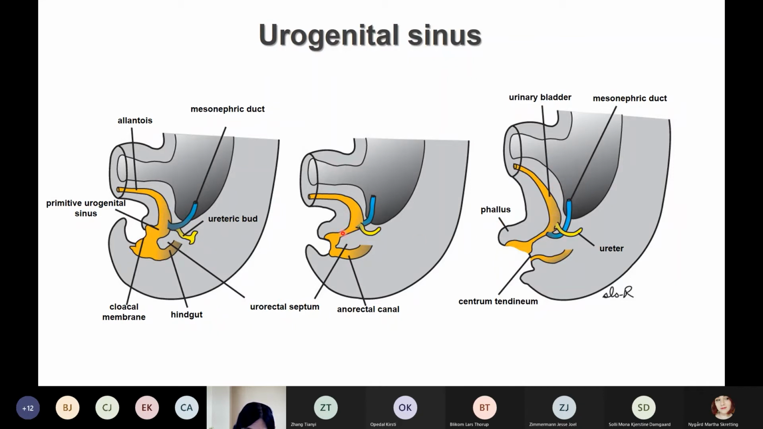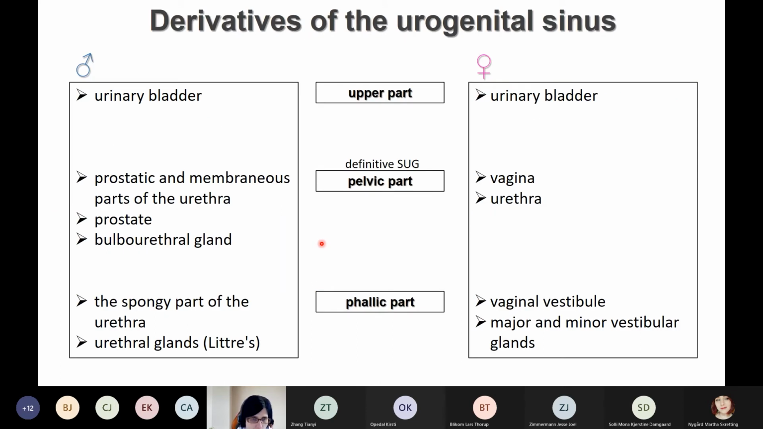Then we have the pelvic part here, and we have the phallic part here. The pelvic part and the phallic part together we call the definitive urogenital sinus. And this pelvic part will give rise to the prostatic and membranous parts of the urethra, the prostate and the bulbourethral gland in males, and the lower part of the vagina and the female urethra in females. The lowermost part, the phallic part, will give rise to the spongy part of the urethra and the glands around it. These are the so-called Littre's glands.